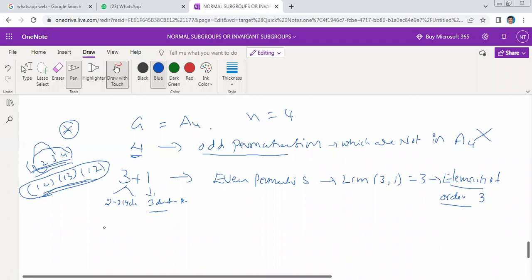Next, after 3 plus 1, this can be done as 2 plus 2. Does this give an even permutation or an odd permutation?